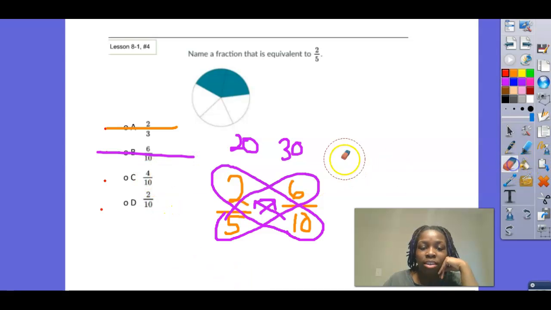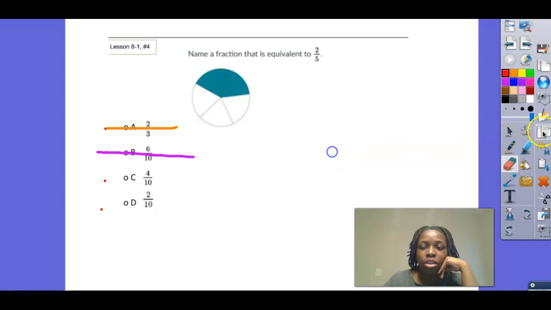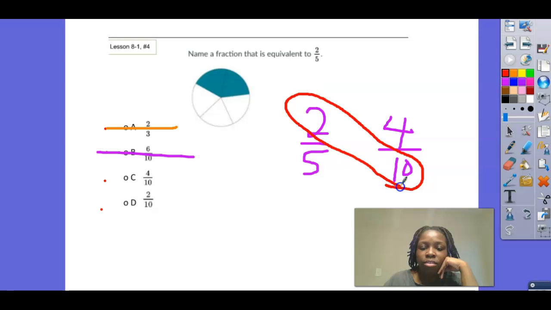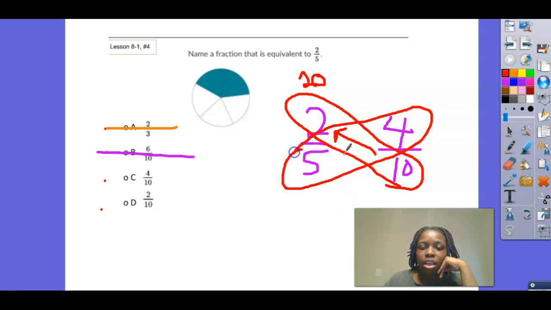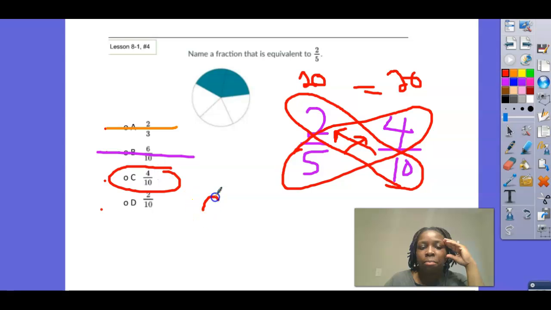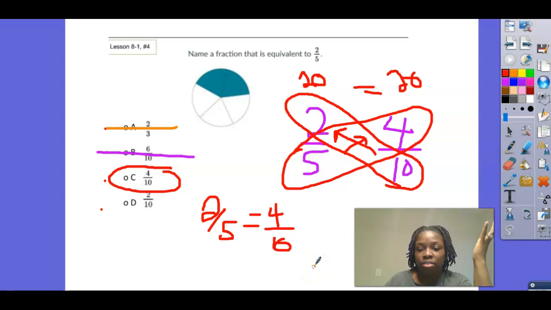So that means I have to go down to C. See how I'm working out every problem? That's what you have to do. So I'm going to go down to C and I'm going to say 2/5 and 4/10. All right, so when I cross multiply, 10 times 2, what is 10 times 2? Great, 20. Now what do I have to multiply next? Good job, 5 times 4. And 5 times 4 is 20. Ooh, 20 and 20, are they equal? Yes, they are. So that means that 2/5 and 4/10 are equivalent. So that means C is my answer. So 2/5 is equivalent to 4/10. And that's how you find your answer.